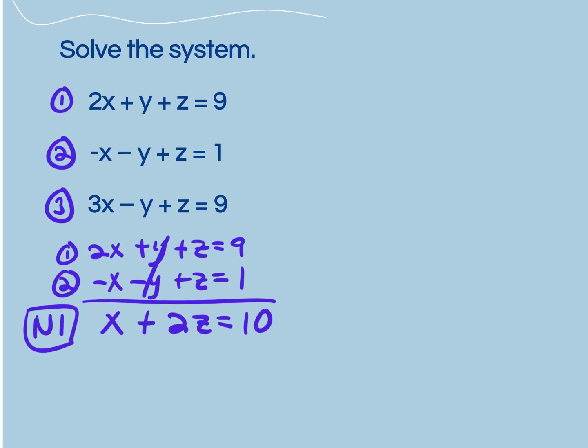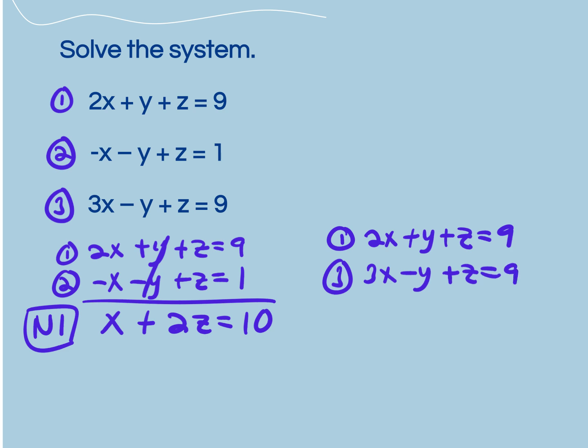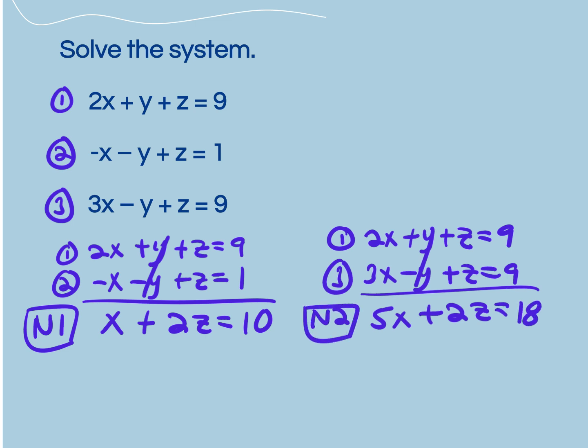All right, what other 2 equations look like we can combine? Okay, 1 and 3. I like those just because they already have opposite signs. So we have 2x plus y plus z equals 9. And then 3x minus y plus z equals 9 as well. So then combining these, this is going to get us a 5x. The y's cancel out. Plus 2z equals 18, and this is our new equation number 2.